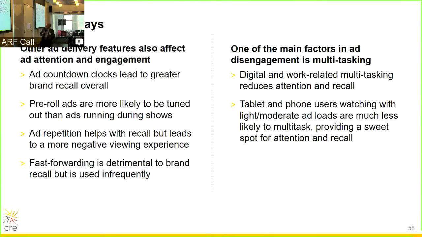More key takeaways. The ad countdown clocks lead to greater brand recall overall. Good thing to consider if it works for your medium. Pre-rolls are more likely to be tuned out than ads running during a show. Ad repetition helps with recall, but leads to a more negative viewing experience. You probably didn't like that I just said that, but you'll remember it. Fast forwarding is detrimental to brand recall, but in our case was used infrequently. In the non-research situation, it's probably used more frequently, but we can account for it, again, because Nielsen measures it.